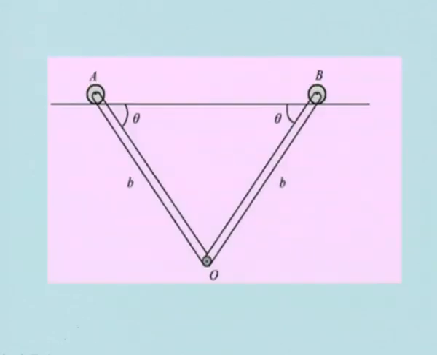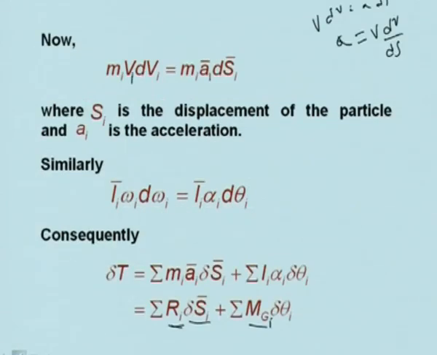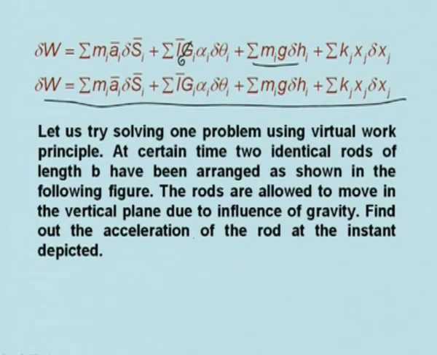This is the problem. There are two rods here, this one of length b, and these are rollers which are moving on a rail, and this is theta, and this is b. So then what happens? Now two identical rods of length b have been arranged as shown in the figure. The rods are allowed to move in the vertical plane due to the influence of gravity. Now find out the acceleration of the rod at the instant depicted.